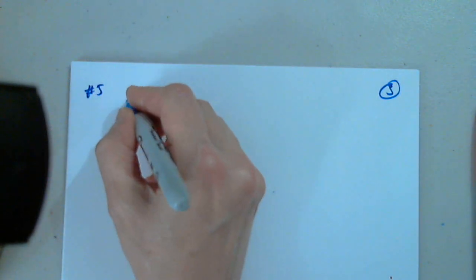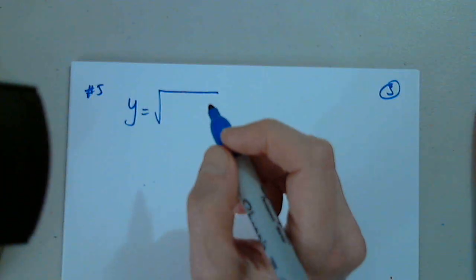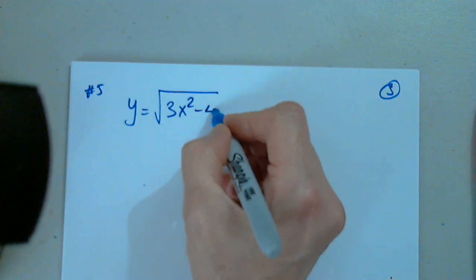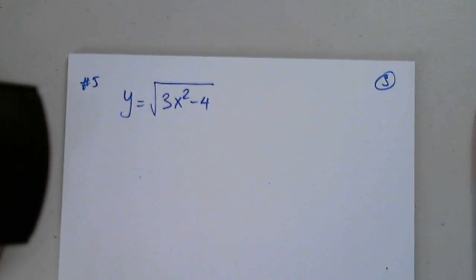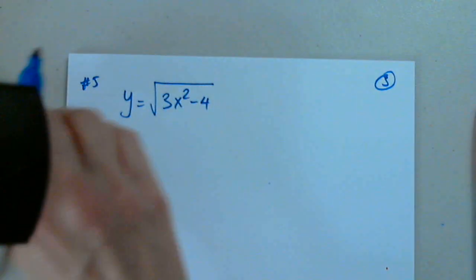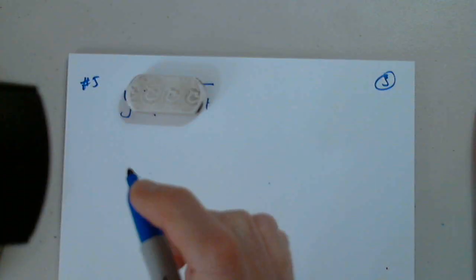So let's choose a product. No, not the product yet. I want to choose the radical. So let's do the radical. Let's say 5. I think I'm on page 3. So we have y equals the square root of 3x squared minus 4. Okay, very good. So now let's analyze this new rule. Forget about the problem one second.